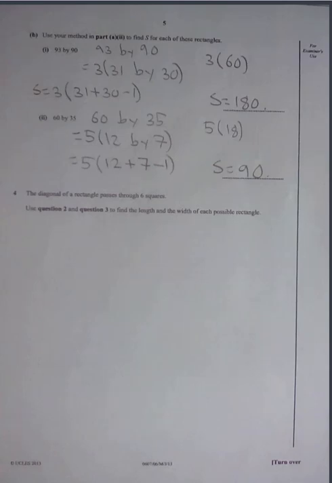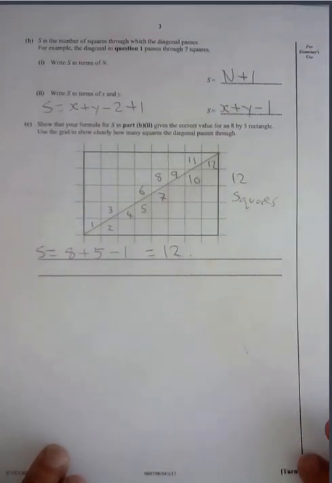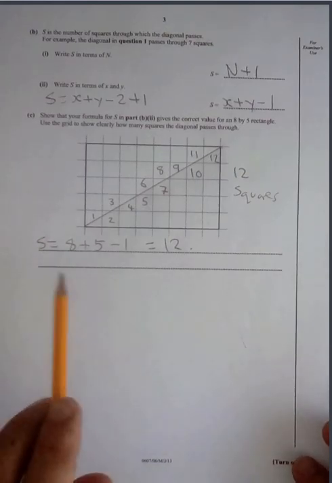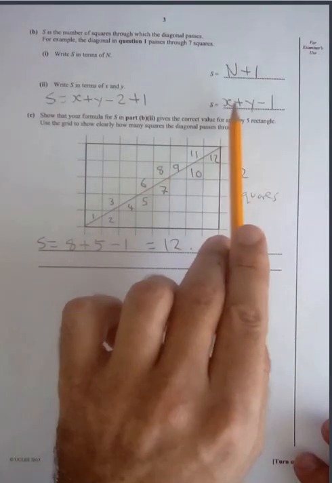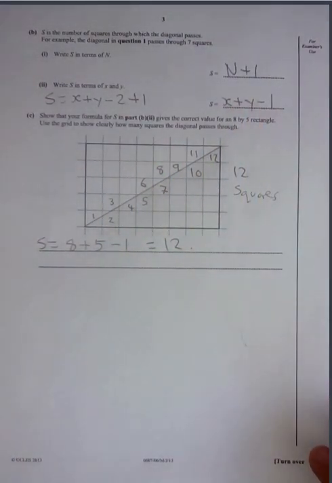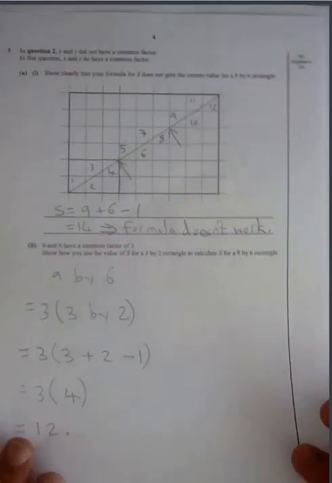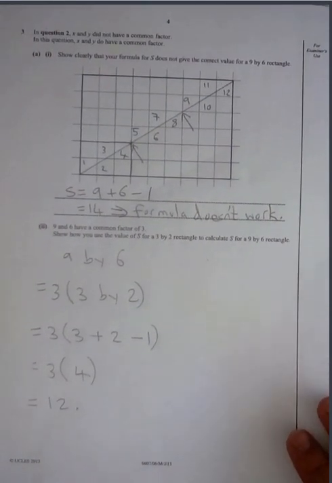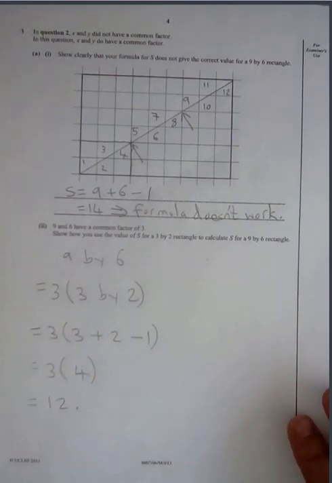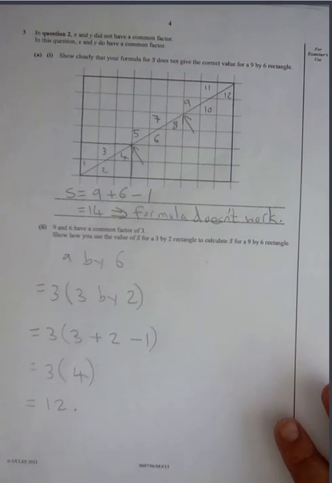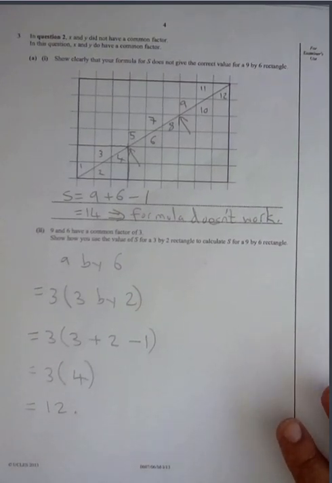Question 2, what method? This was our method to calculate the number of squares it passes through. It was S equals x plus y minus 1, right? So it definitely wants us to use that, but it also wants us to use what we've done in question 3, which was, well, think of it, it could be that you've got a common factor and you need to scale up that way, right?